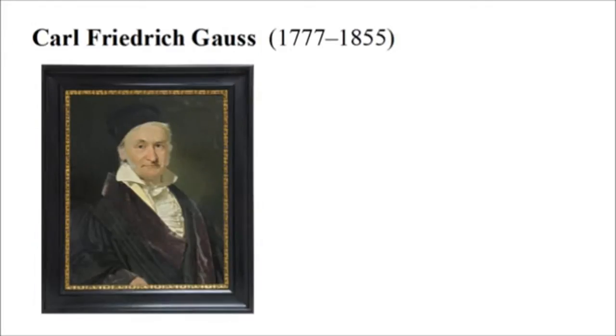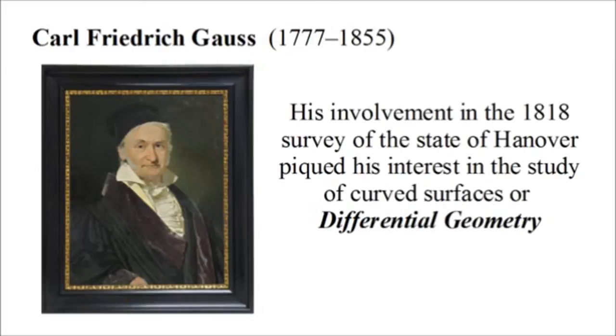Our story begins with Carl Friedrich Gauss, a fellow who was immensely influential in several areas of math and science. In 1818, he was involved in an extensive survey of the German state of Hanover, and this contributed to his interest in the study of curved surfaces, what we now call differential geometry.